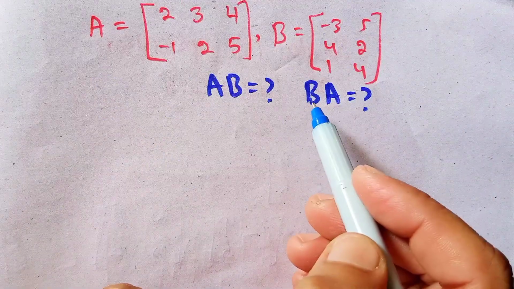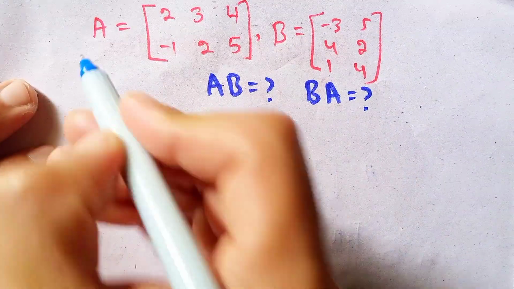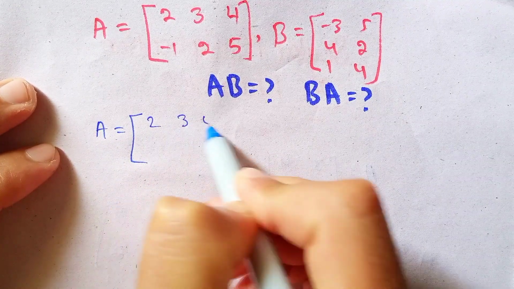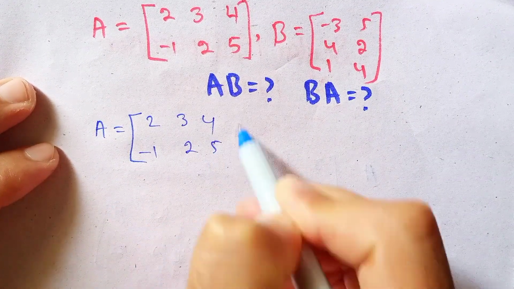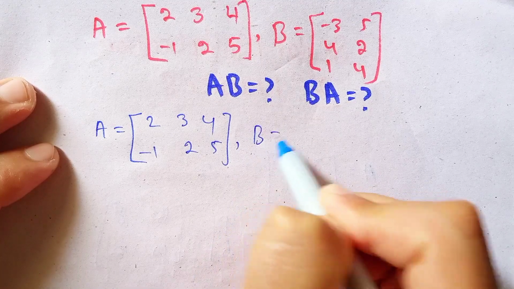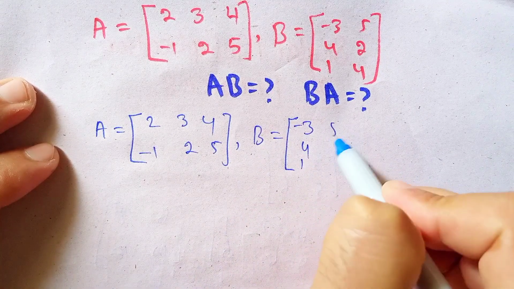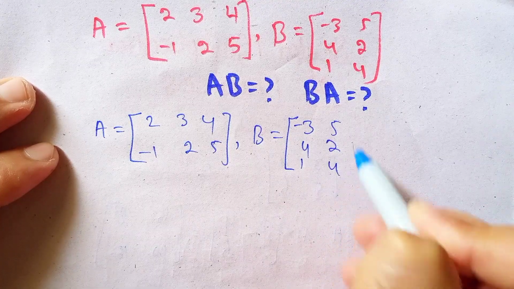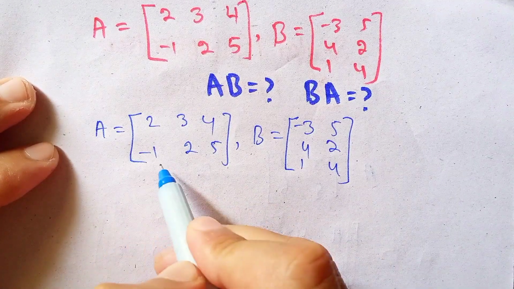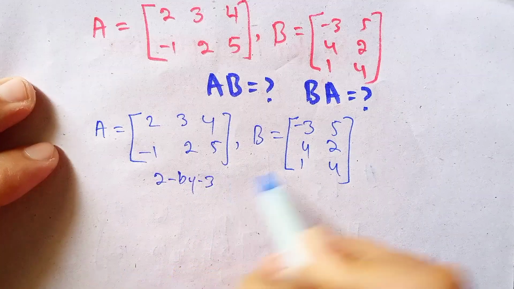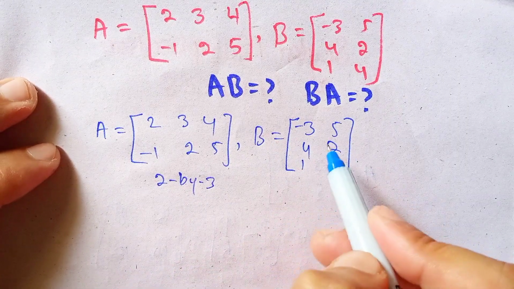Now we are going to find out the value of BA. So matrix A is containing the numbers 2, 3, 4, negative 1, 2 and 5. And matrix B is containing the numbers negative 3, 4, 1, 5, 2 and 4. The order of matrix A is 2 by 3. And the order of matrix B is 3 by 2.